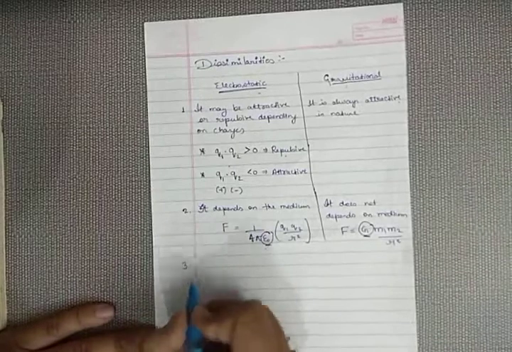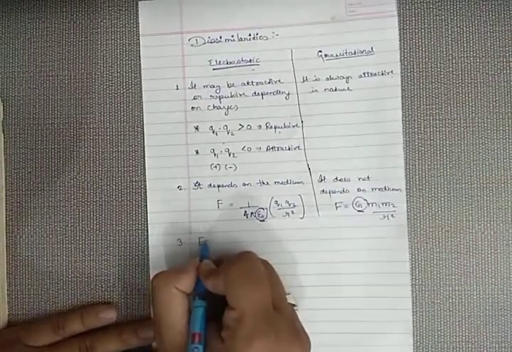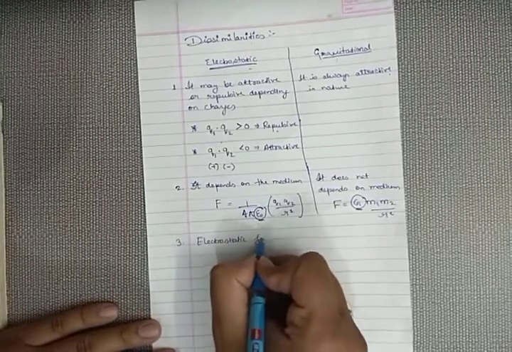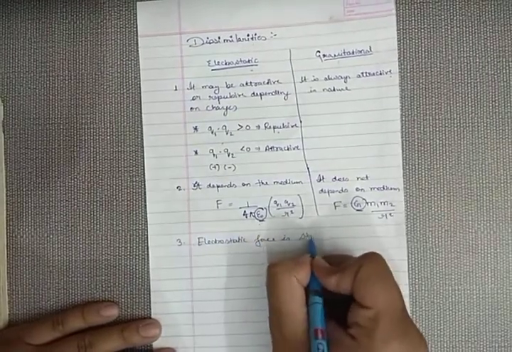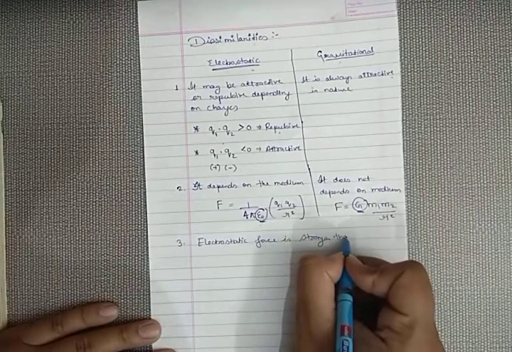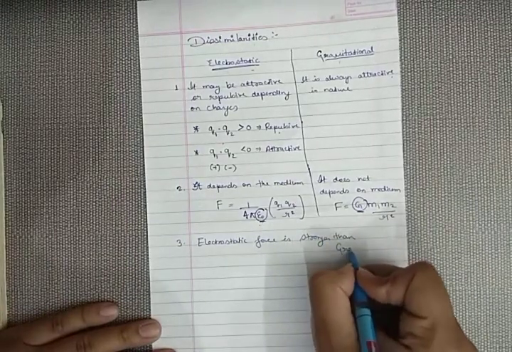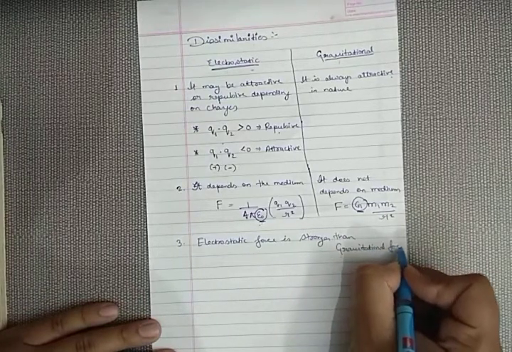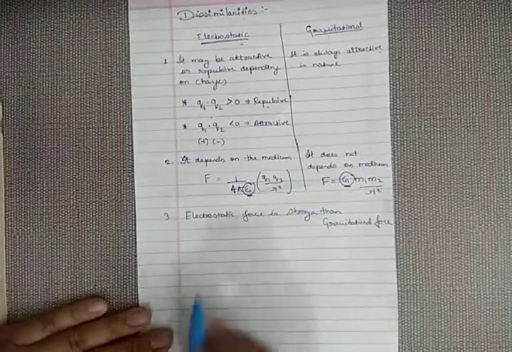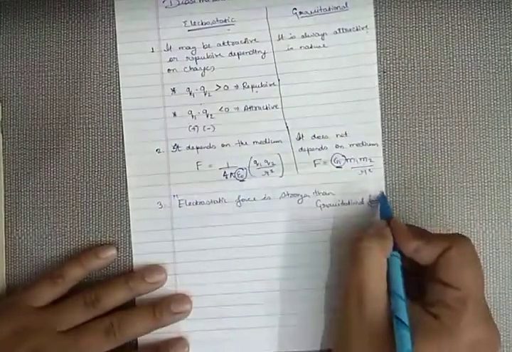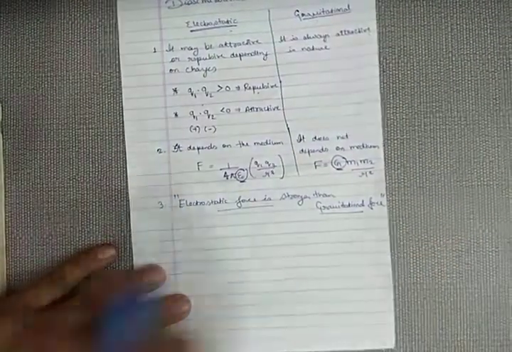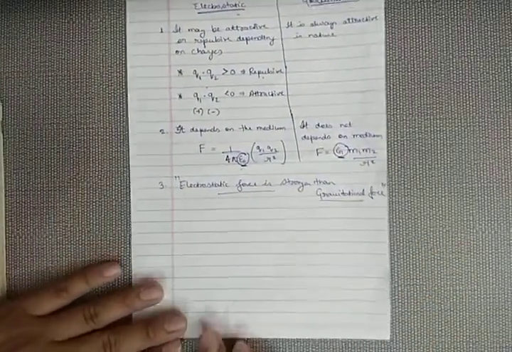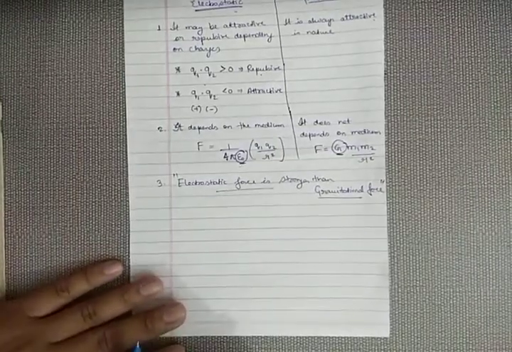And the third dissimilarity is that electrostatic force is stronger than gravitational force. So electrostatic force is stronger than gravitational force. This thing we have to prove mathematically also. How can we say that electrostatic force is stronger than gravitational force? So we will compare these two forces.